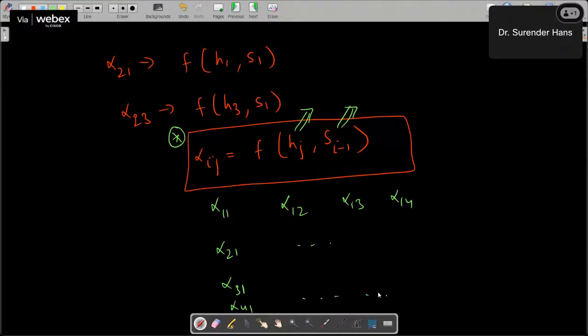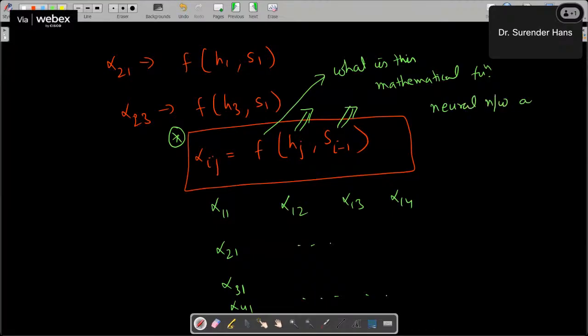Clear? So now the question is, what is this mathematical function? Here the researcher has used a neural network approach. This one is a neural network approach.